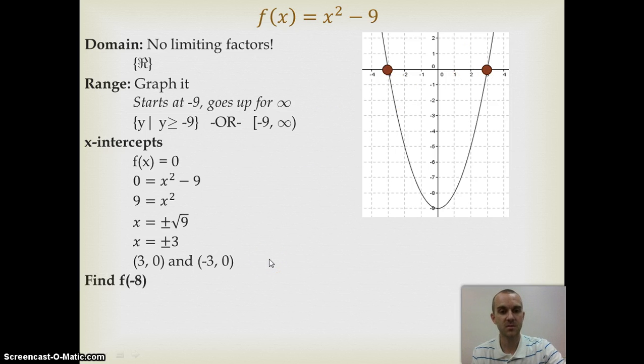Lastly, maybe I want to find f of -8. That means I'm going to plug a -8 in for x and simplify. So -8 squared is 64. 64 minus 9 is 55.